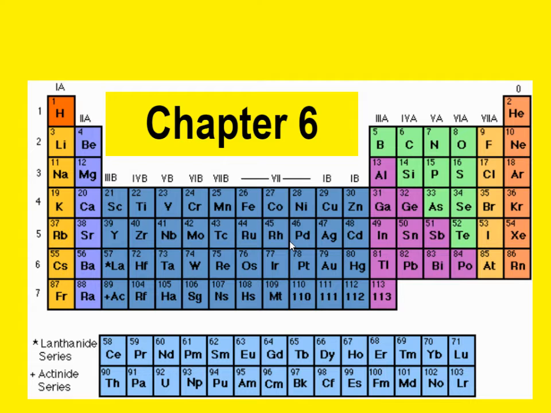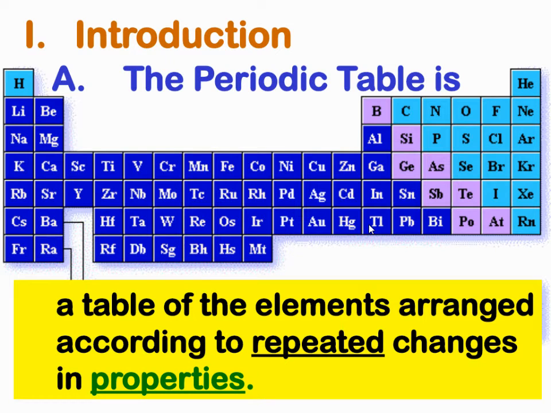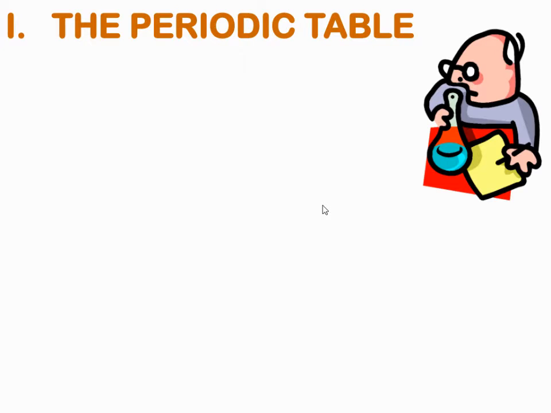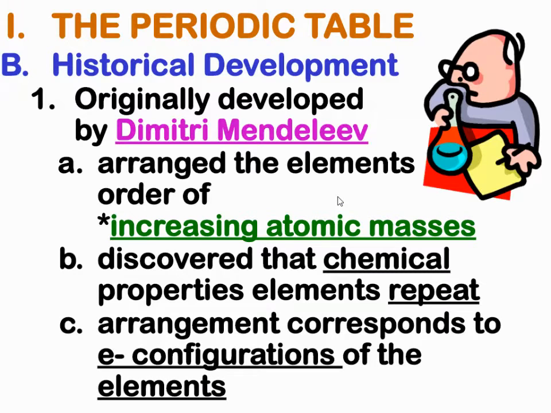So in the periodic table, we use this because it shows how our elements are arranged according to repeated change in properties. So this means the properties that they exhibit. This means the number of protons they have, how heavy they are, different properties that we see throughout the periodic table. So originally it was developed by Dmitry Mendeleev.